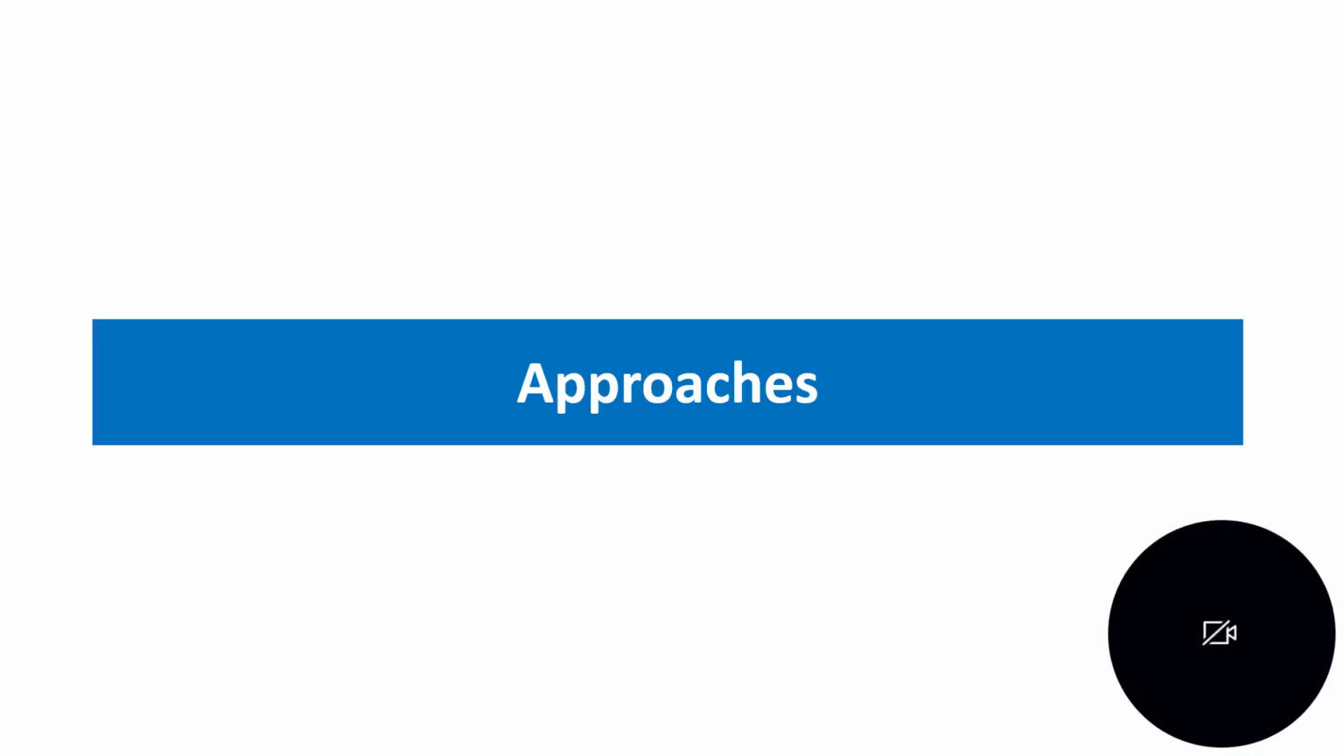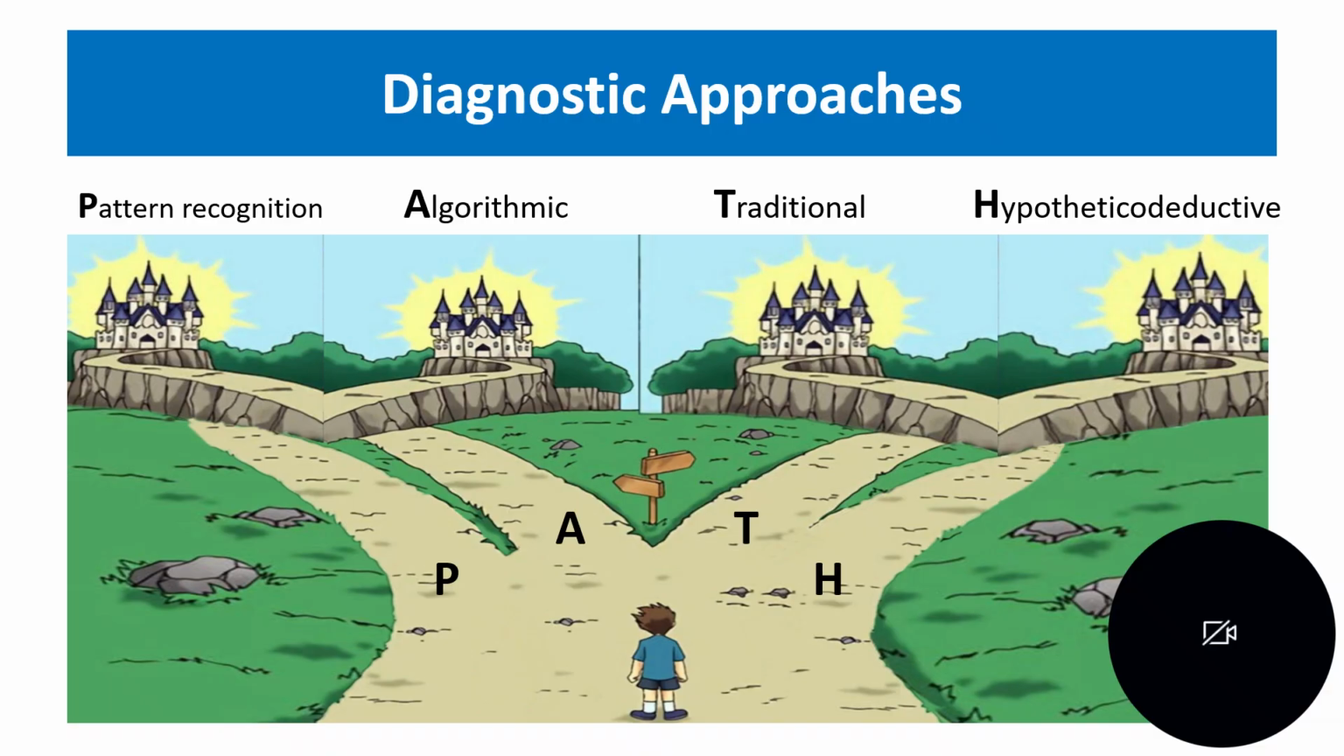Now let's talk about approaches. There are 4 approaches that are written up in the literature. I have arranged those 4 approaches to spell another acronym. The acronym is PATH, P-A-T-H. The first is pattern recognition. The A is for algorithmic. The T is for traditional. And the H is for hypothetico-deductive.